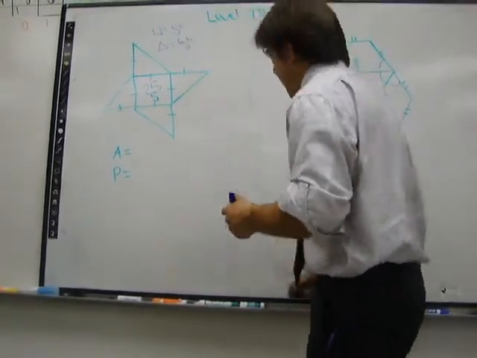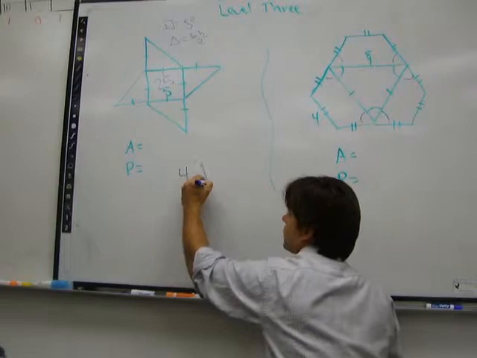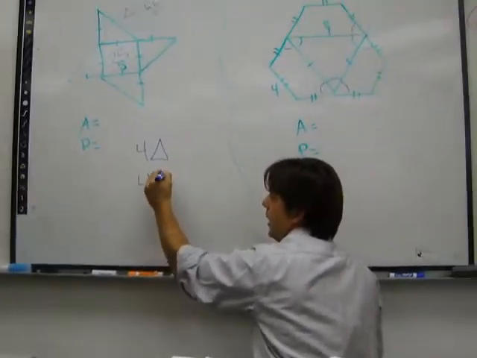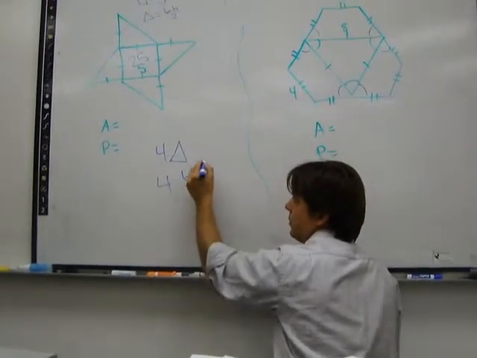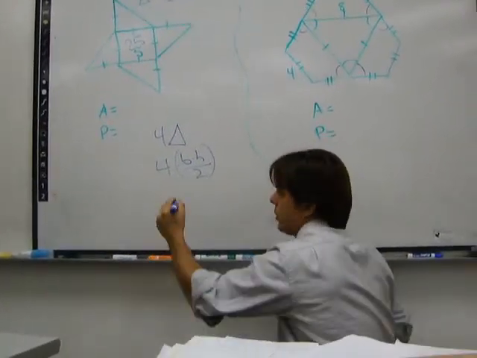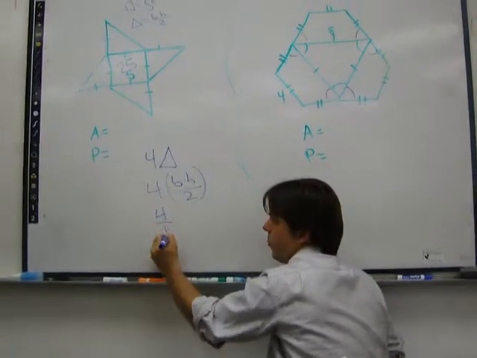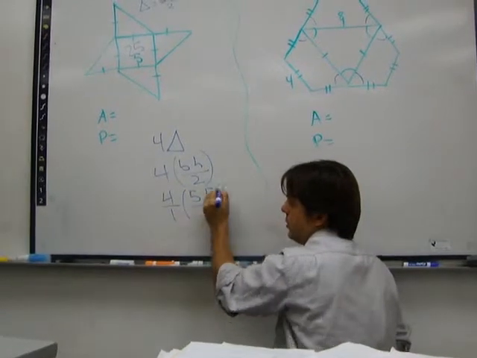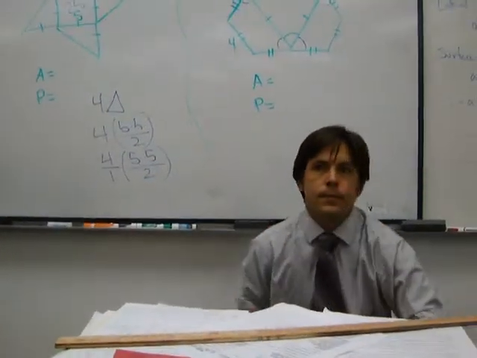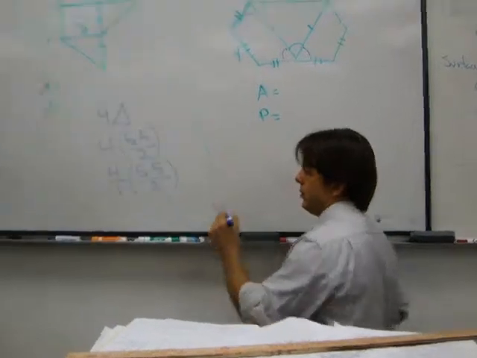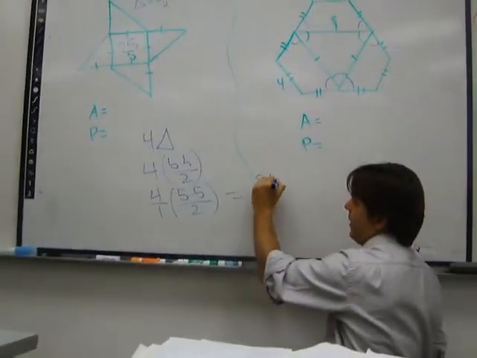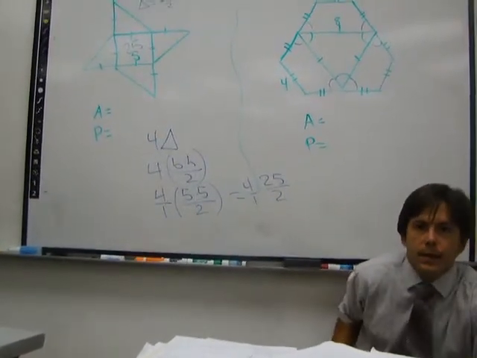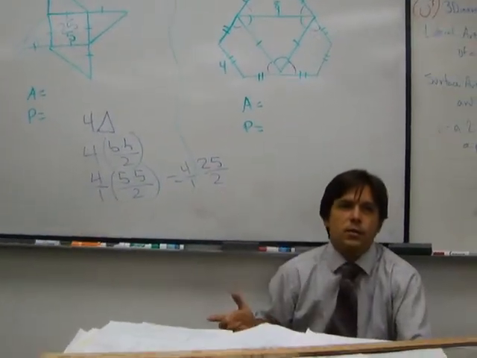So basically what we have is 4 triangles, right? So that equals 4 times the base times the height over 2. Is everybody getting that? So then this can be modeled as 4 over 1 times 5 times 5 over 2. So what's 5 times 5? 25. So that equals 25 over 2. And now here we have 4 over 1. Everybody get that?